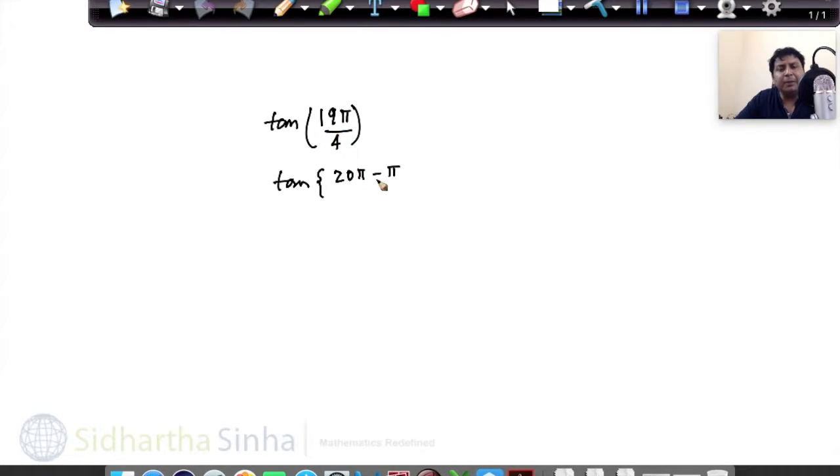If it's 16, it will be farther from 19 than 20 is. So 20 pi by 4, and split that by 4. Now you have tan of 4 times 5 are 20, so 5 pi minus pi by 4. See, no hassle of finding out how much it is.